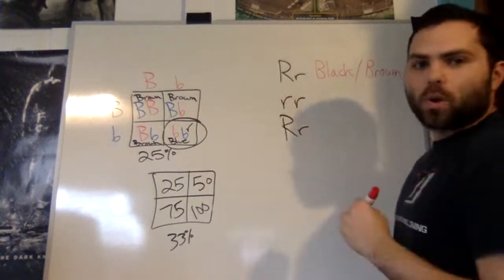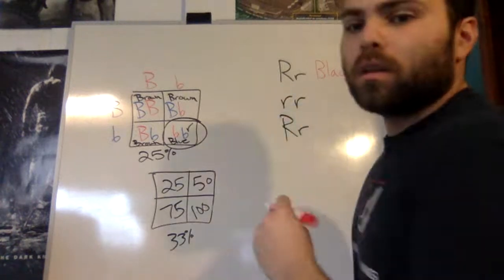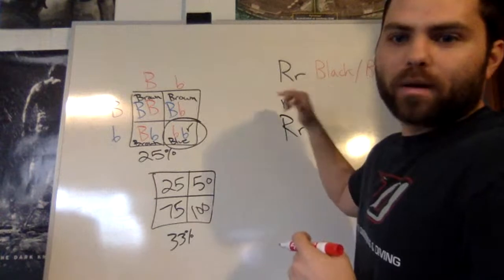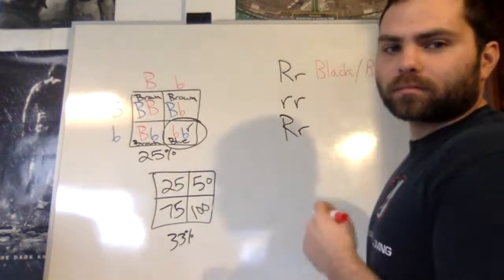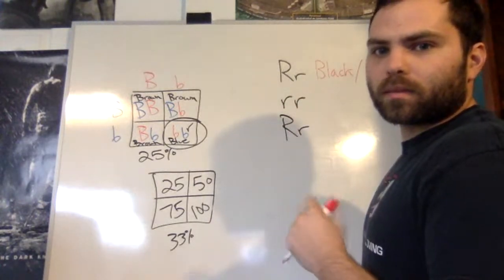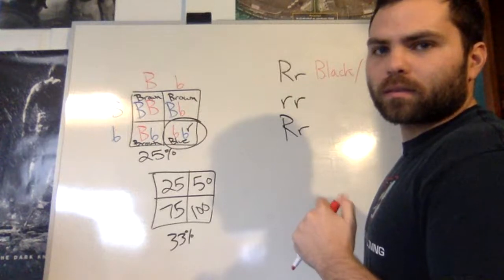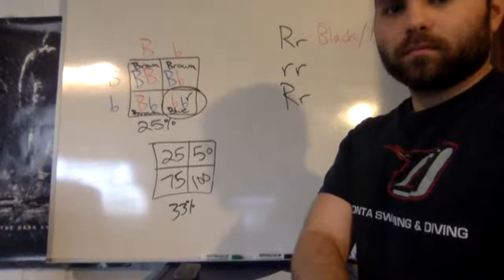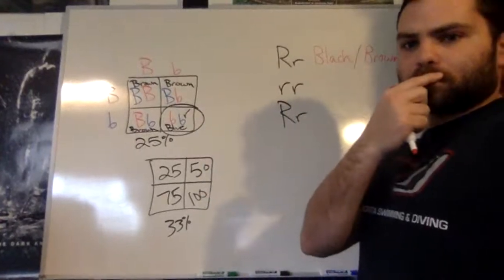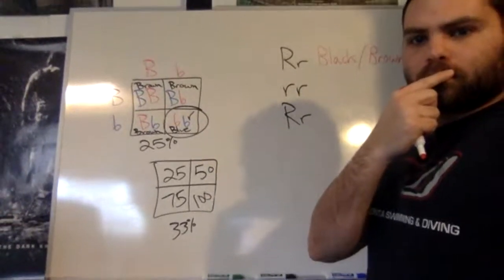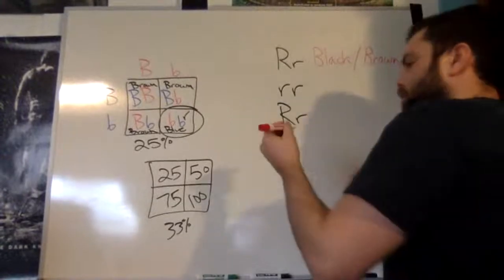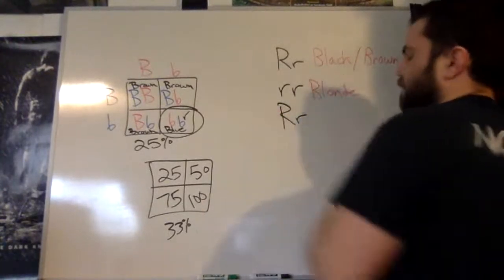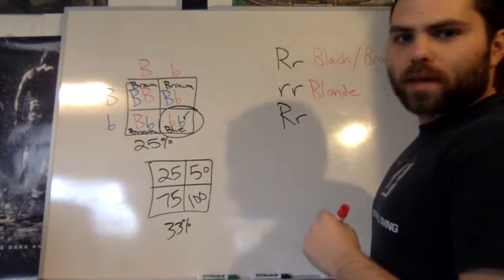Now we got two lowercase r's, okay? So our two lowercase r's, is that going to give us brown hair or blonde hair? Blonde, good. And then we have an uppercase R and a lowercase r. What's that going to give us?